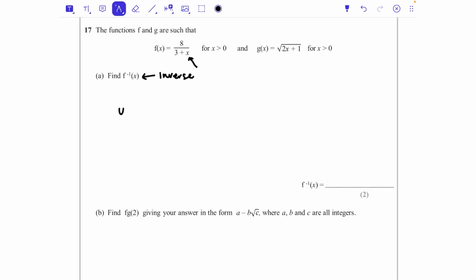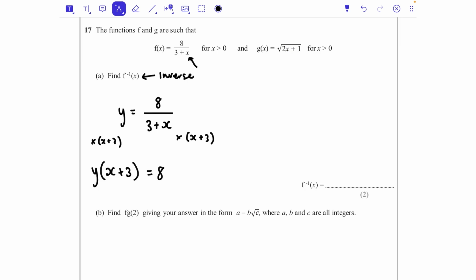So to do that, I'm going to say y equals 8 over 3 add x. And the easiest way to find the inverse function is to change the subject of the formula. At the minute, y is the subject of the formula. Let's make x the subject of the formula. So to do that, I'm going to times both sides by x add 3, or 3 add x. So y times (x add 3) equals 8.